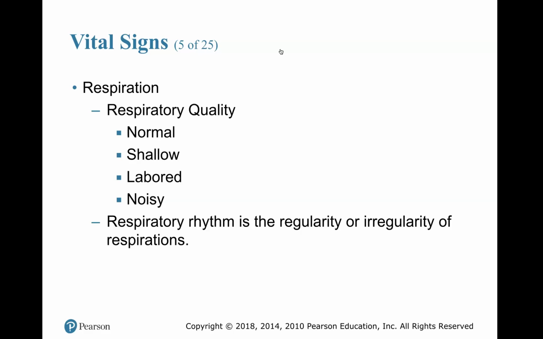Respiratory quality can be normal, shallow, labored using accessory muscles, and noisy. Respiratory rhythm is the regularity or irregularity of respirations. Remember, I told you the rhythm in the last chapter, where you have a steady rhythm and an irregular rhythm.